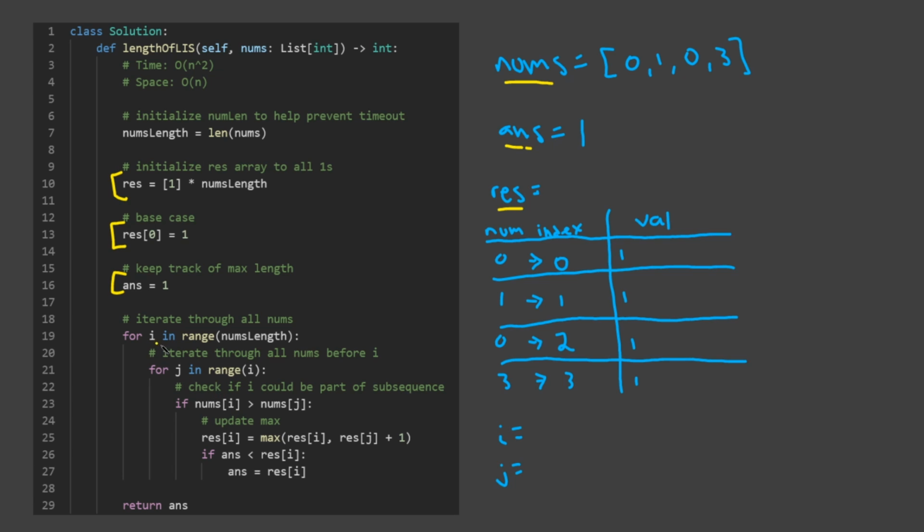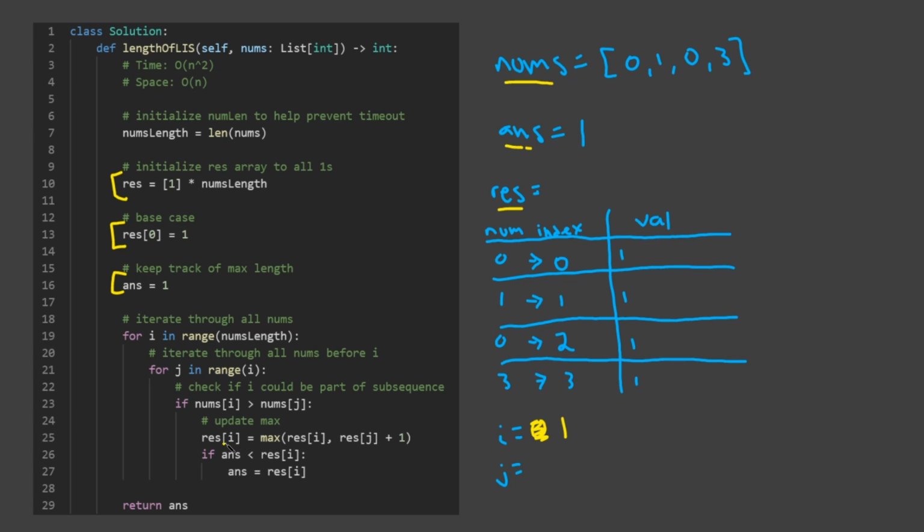So we're going to start at 0, but as you can see, there's no numbers before 0 here. So we're just going to skip that iteration and go to the next one. So now we're at i equals 1. So from i equals 1, we want to iterate just through 0, because that is the only number previous to i, and we want to check, is nums at 1 greater than nums at 0? Well, we can see that that's true because nums at 0 is 0 and nums at 1 is 1.